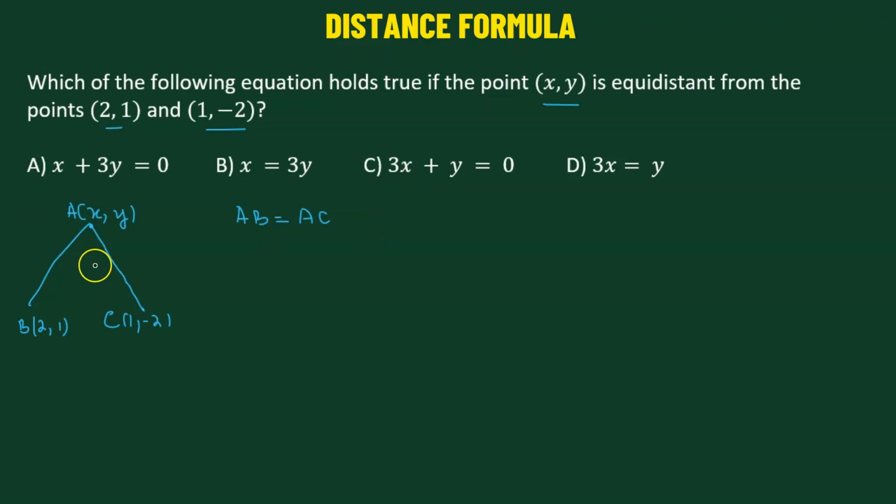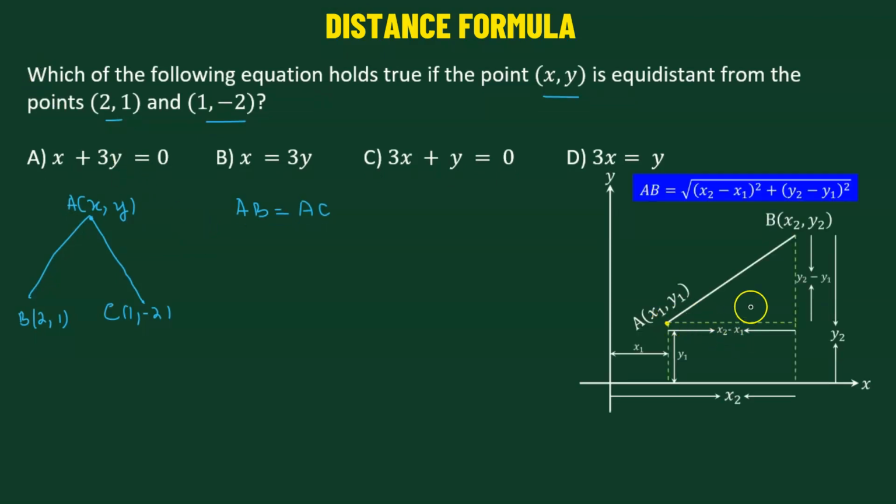To solve this problem, what we'll have to do is find out the distance AB as well as the distance AC, and then we'll equate them to each other. For this, we'll have to use the distance formula. So let's specify the distance formula. Let's say we have two points, point A and point B. The coordinates of both points are provided to us. If we join the two points by using a straight line, this is also going to give us the distance between the two points. That's simply the square root of the square of the difference of the x coordinates added to the square of the difference of the y coordinates.